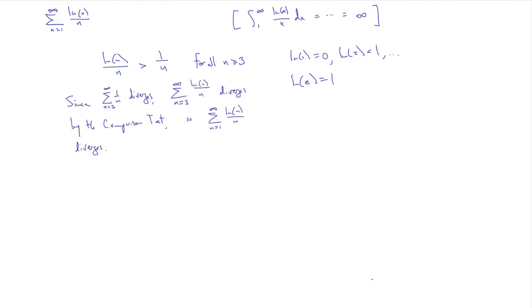In other words, we can argue that since the sum n equals 3 to infinity of 1 over n diverges, then the sum n equals 3 to infinity of the natural log of n over n also diverges by the comparison test. And since that series diverges, sum n equals 1 to infinity of the natural log of n over n also diverges, and that's by basic properties of series. And the basic property is it doesn't matter if you throw away finitely many terms from a series. Okay, that was the comparison test.